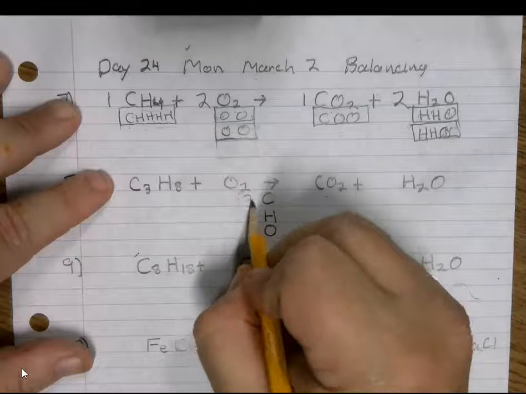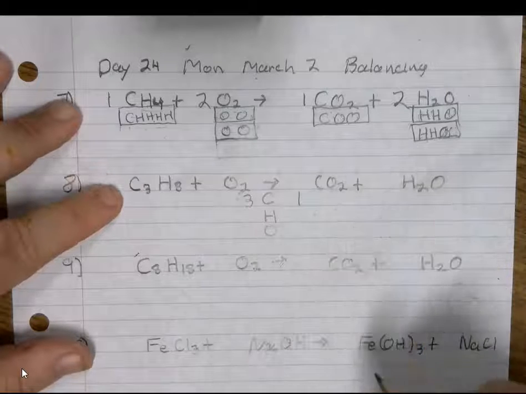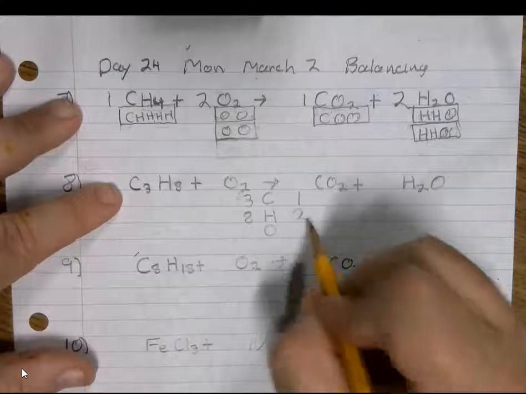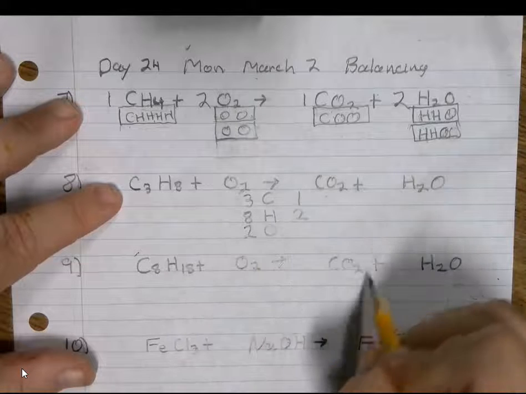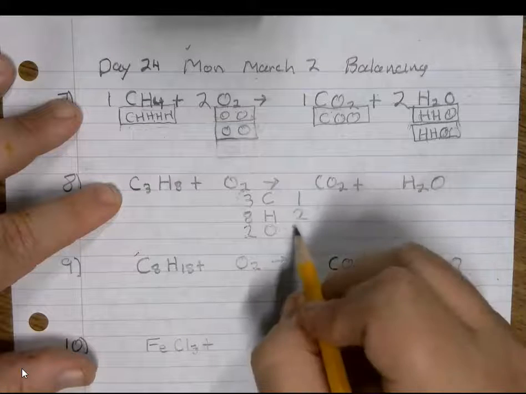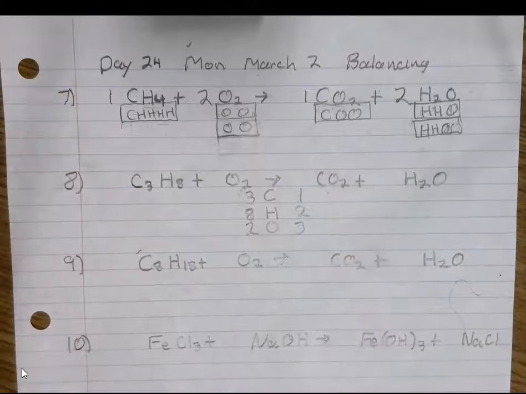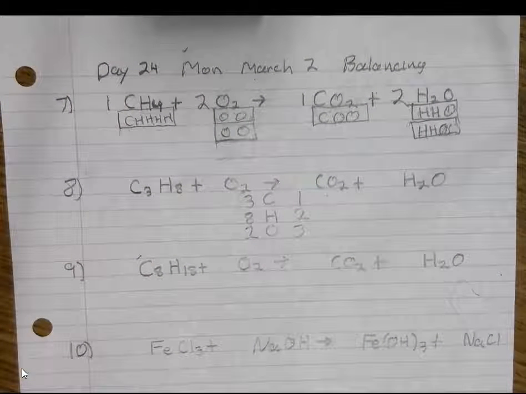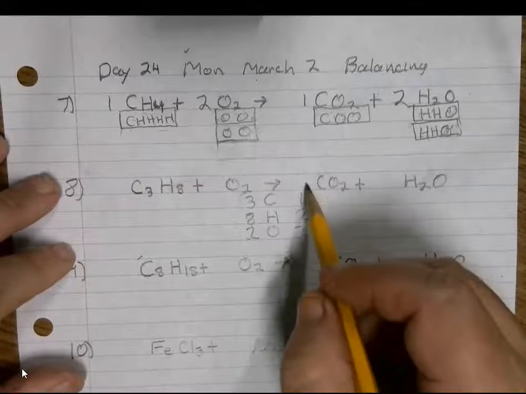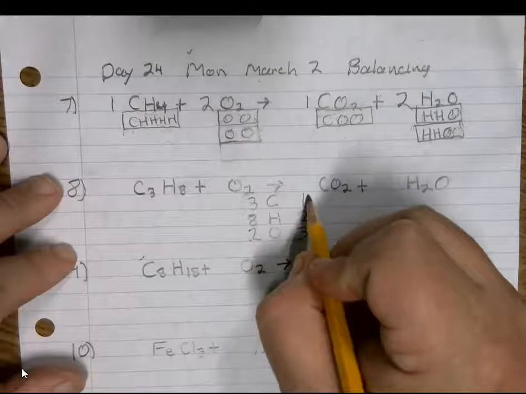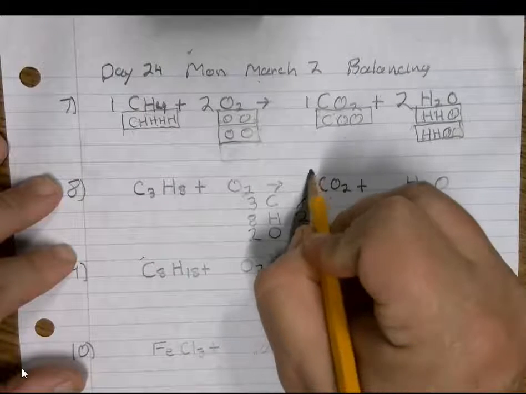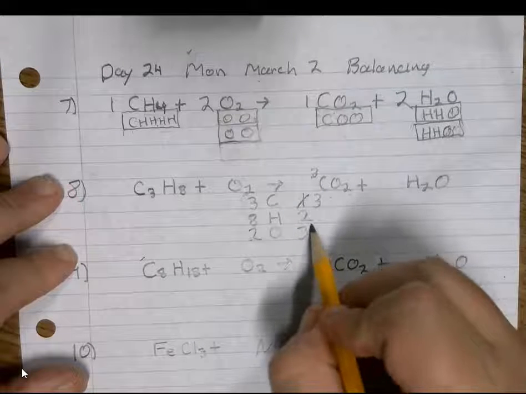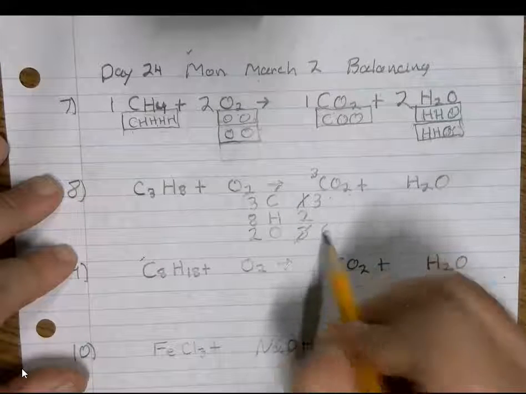So we have 3 carbons, and you have 1 carbon on this side. You have 8 hydrogen. You have 2 hydrogen on this side, 2 oxygen on this side, and you always start off with 3 oxygen on this side. Okay, all right. So what's the easiest thing to balance there? Looks like the carbon. So we have 1 here, 3 here. So we want to multiply that by 3. So you put a 3 up there. So now we have 3 carbons. We now have 6 oxygens. So we have to change our oxygens to 6.